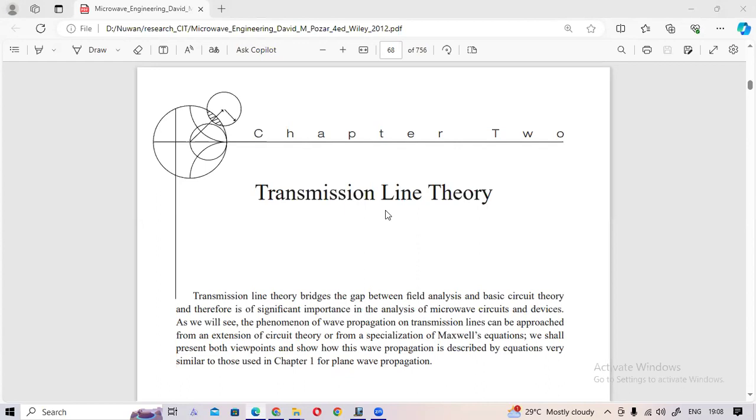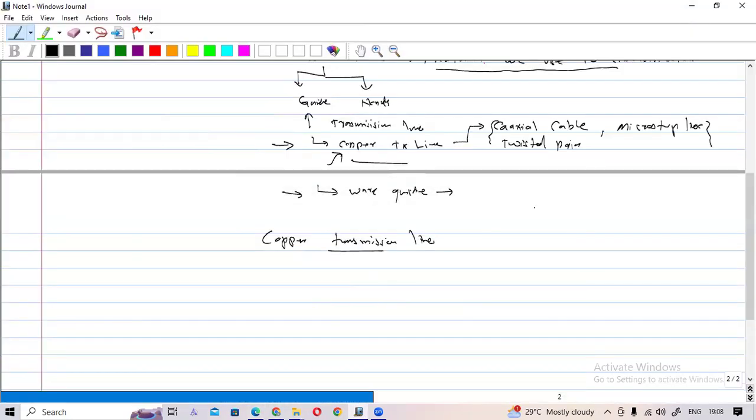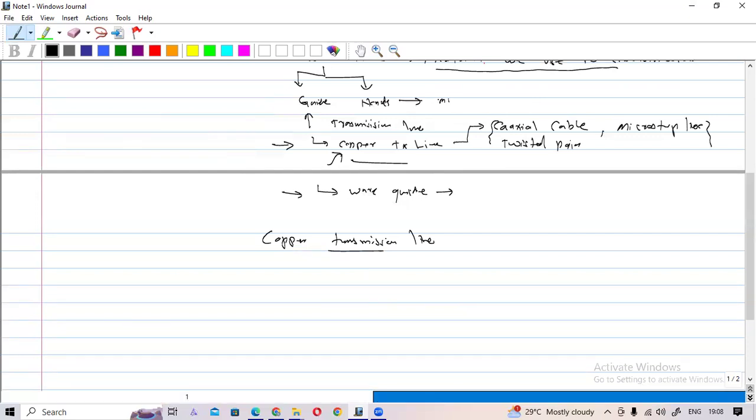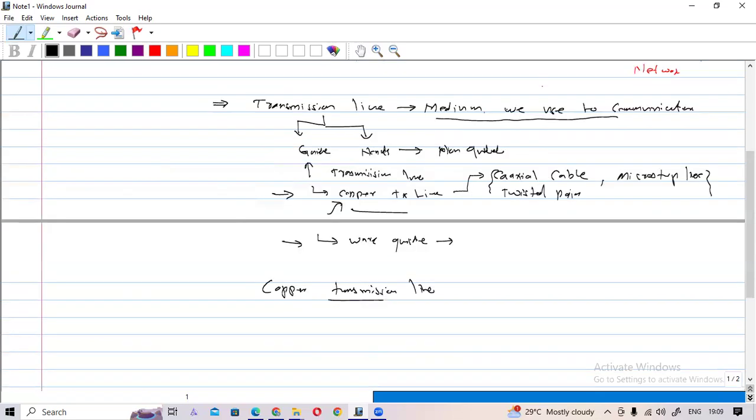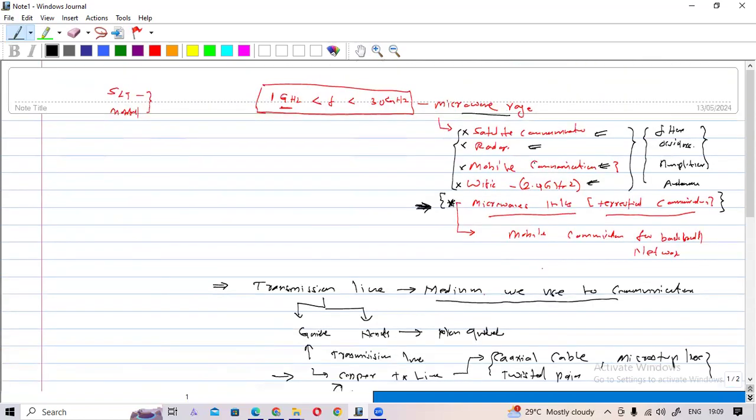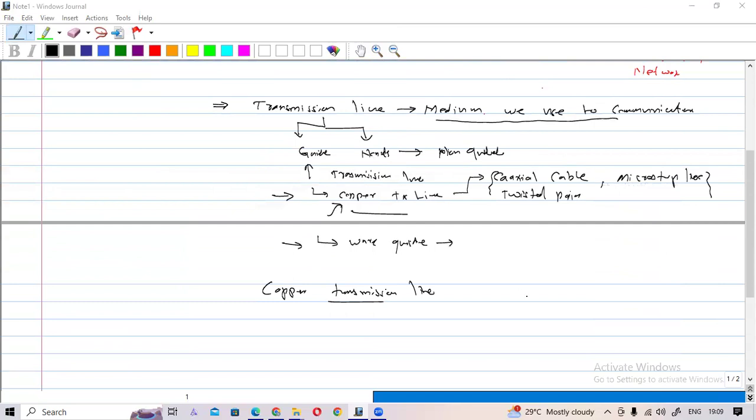No, microwave non-guided means we are using just microwave radiation. Non-guidance means we are using radiation. So microwaves are unguided also, because for satellite communication, radar, Wi-Fi, these are unguided. We are using microwave radiation, so it is an unguided one. But now we are talking about guided transmission line.